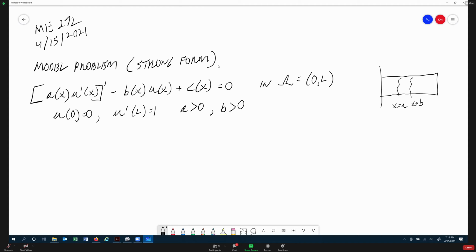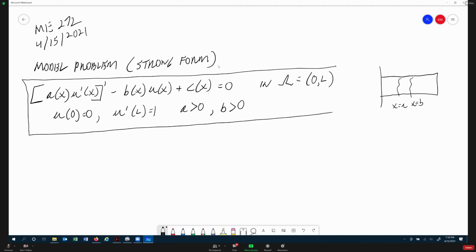But this right here is the strong form of this problem. It's in our original omega domain. We have our function. We have the domain stated, and we have our boundary conditions clearly outlined. And this happens to be a second order differential equation, or ODE.